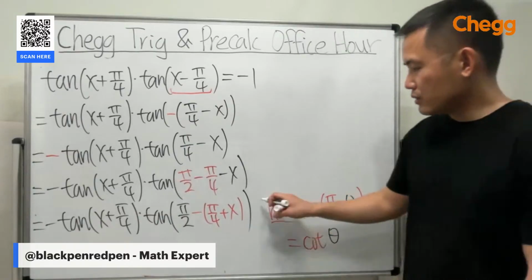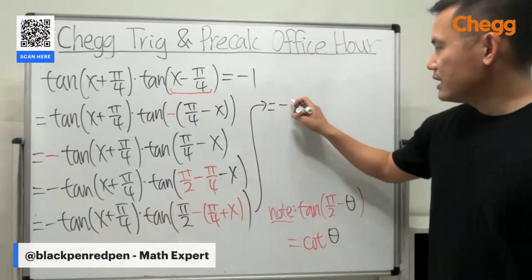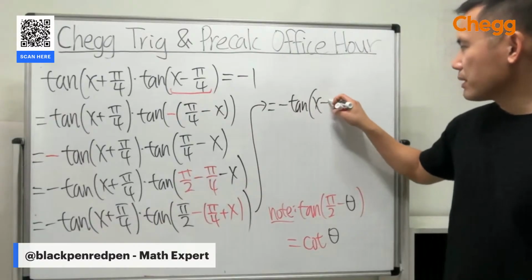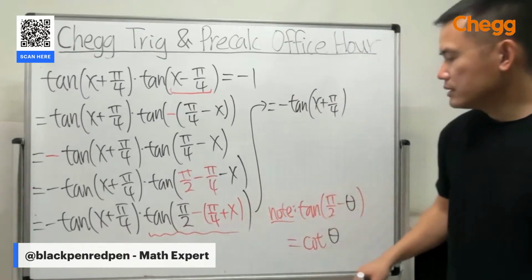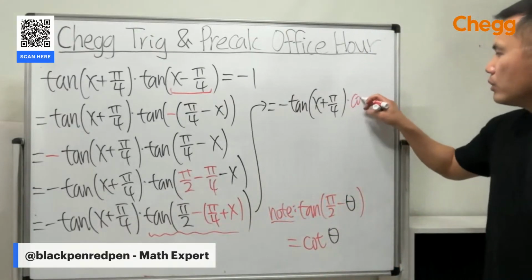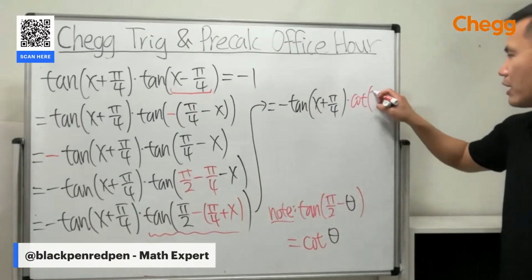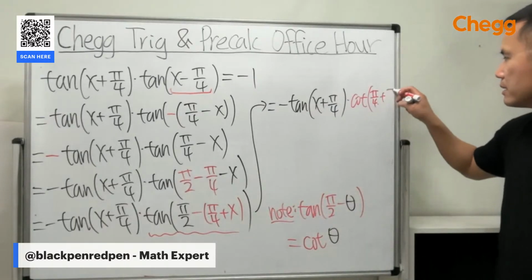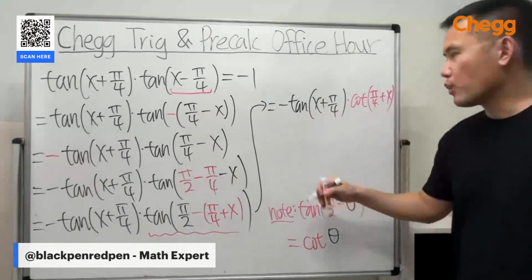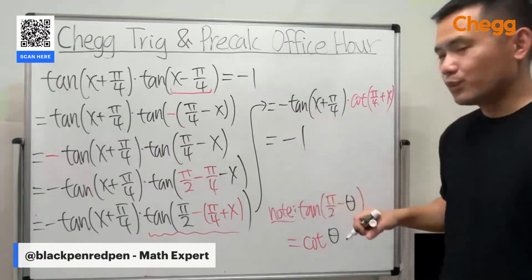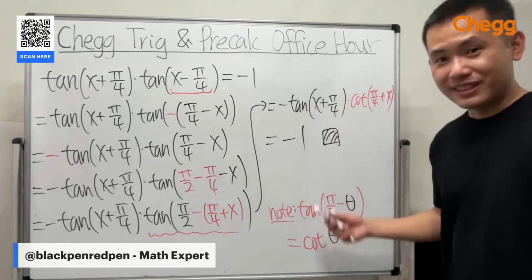Same thing. So you have this, which is negative tangent of x plus pi over 4. And then all this right here, it's really just cotangent of x plus pi over 4. Well, pi over 4 plus x, doesn't matter. When they multiply, you just get 1. So finally, we just end up with negative 1. And then once again, we're done. So box it, just like that.